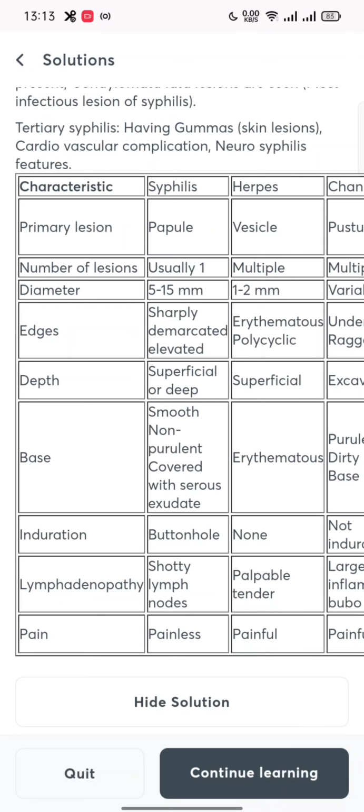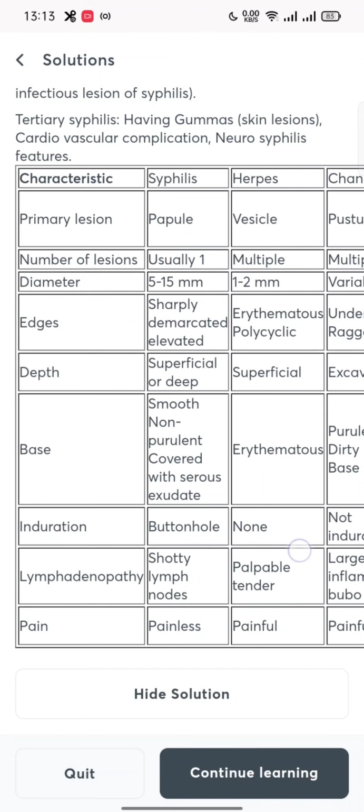The diameter is around 5 to 15 mm in syphilis. Herpes is really small, 1 to 2 mm, and chancroid is variable. The base is smooth, non-purulent, covered with serous exudate in syphilis. The base is erythematous in herpes, and in chancroid there is a purulent, dirty base. Induration is button-hole in syphilis; in herpes there is no induration, and in chancroid there is no induration. For lymphadenopathy, shotty lymph nodes, palpable and tender in herpes, and a large inflammatory bubo is present in chancroid. I have already discussed pain.